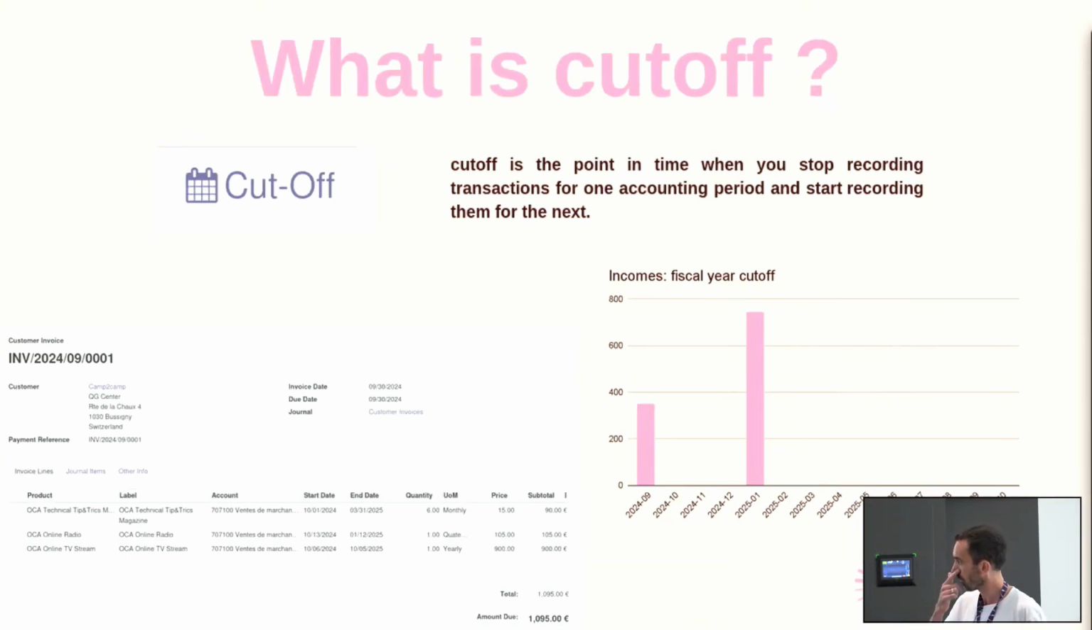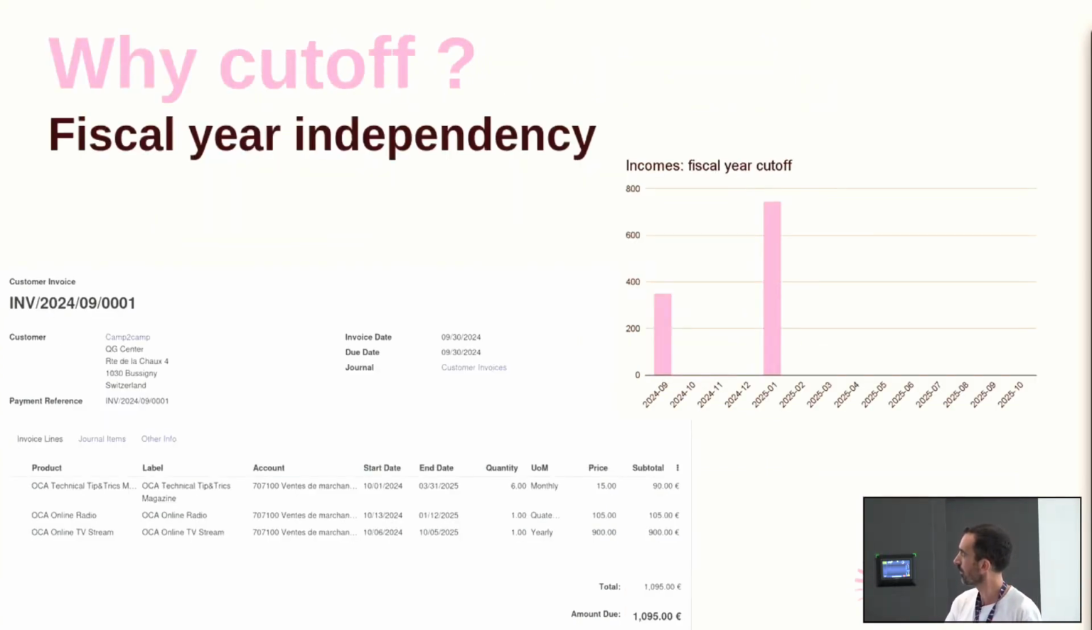So what is cutoff? Cutoff is a point of time when you stop recording transactions and start recording for the next period. Here, the customer orders a service that is ongoing over two different years. And then you may want to cut your revenue to the next period.